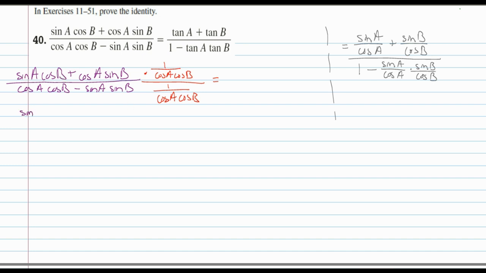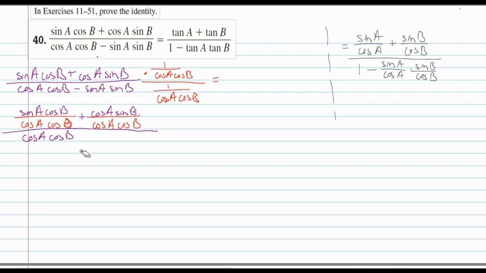So now this first term in the numerator will be sine of A cosine B, now over cosine A cosine B. The second term in the numerator will be cosine A sine B over cosine A cosine B. And then in the denominator, the left term, cosine A cosine B, will now be over cosine A cosine B, minus the right term in the denominator, sine A sine B, which will now be over cosine A cosine B. So I gave each and every term the same common denominator. Now let's see what happens.